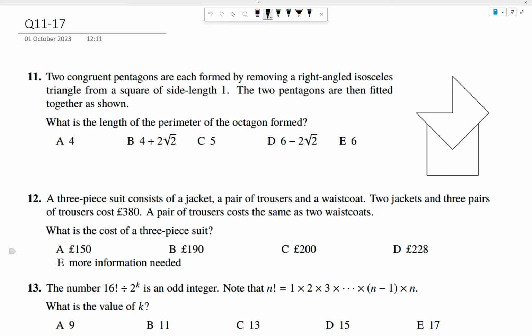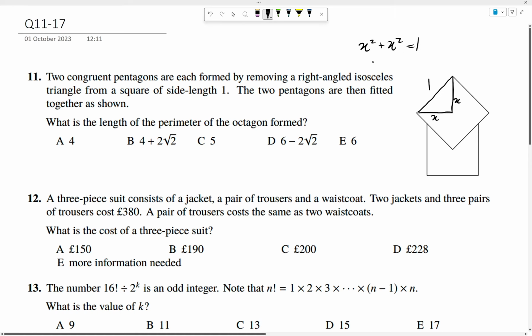So it's saying that if I draw this line, then this isosceles triangle has been removed, and the square has a side length of 1. So if this has a side length of x, then we can use Pythagoras to have x squared plus x squared is equal to 1. x squared is therefore equal to a half, and therefore x is 1 over root 2.